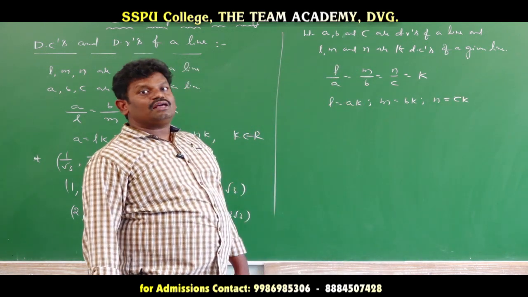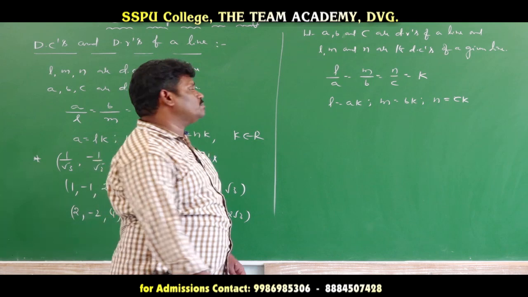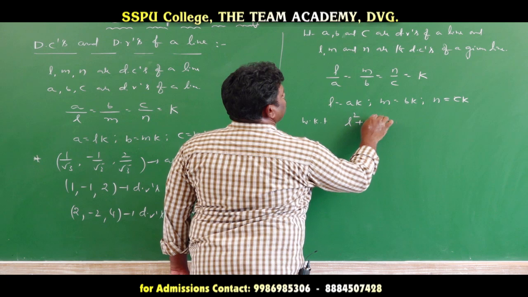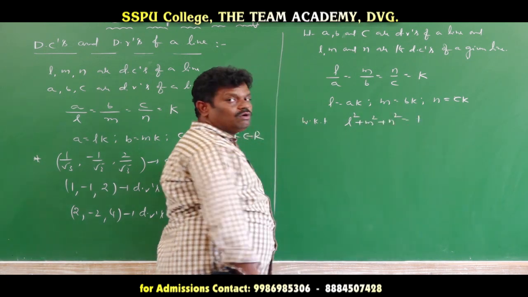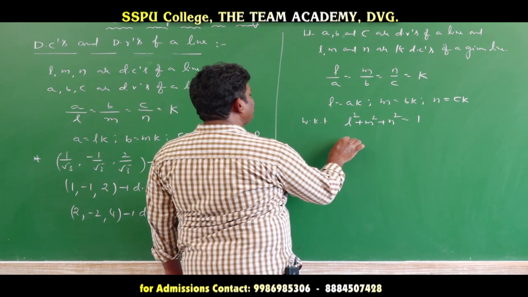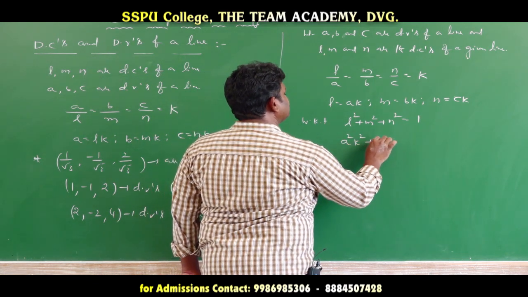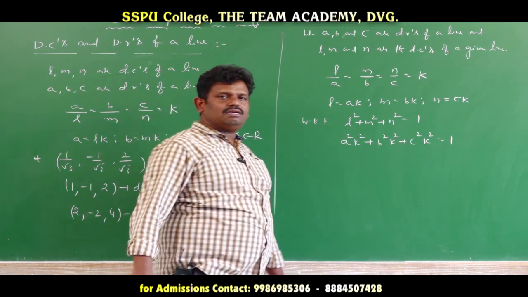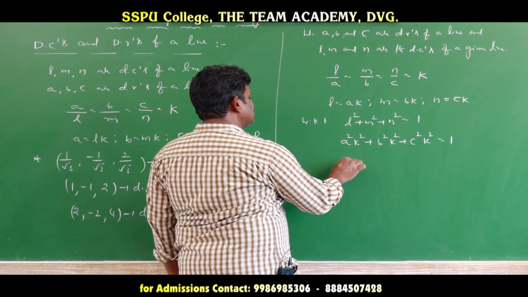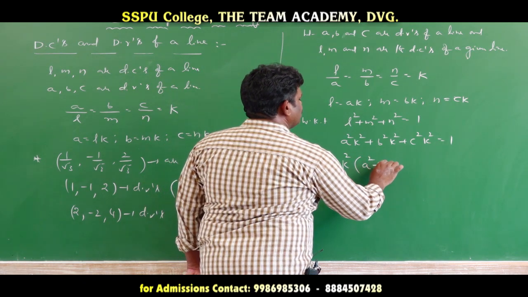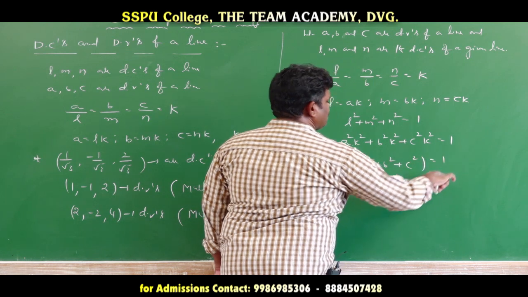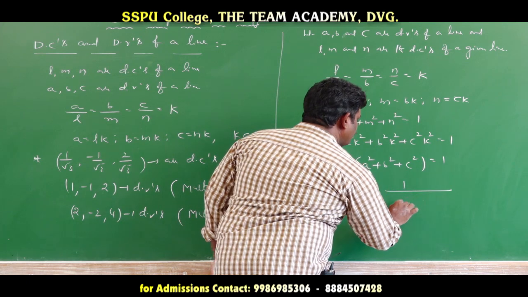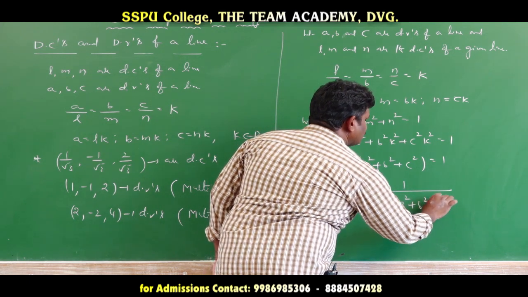So already we know the relation between direction cosines: l square plus m square plus n square is equal to 1. Now if we replace these values, a square into k square, b square into k square, c square into k square is equal to 1. Taking k square common, k square times a square plus b square plus c square is equal to 1, so k square is equal to 1 by a square plus b square plus c square.